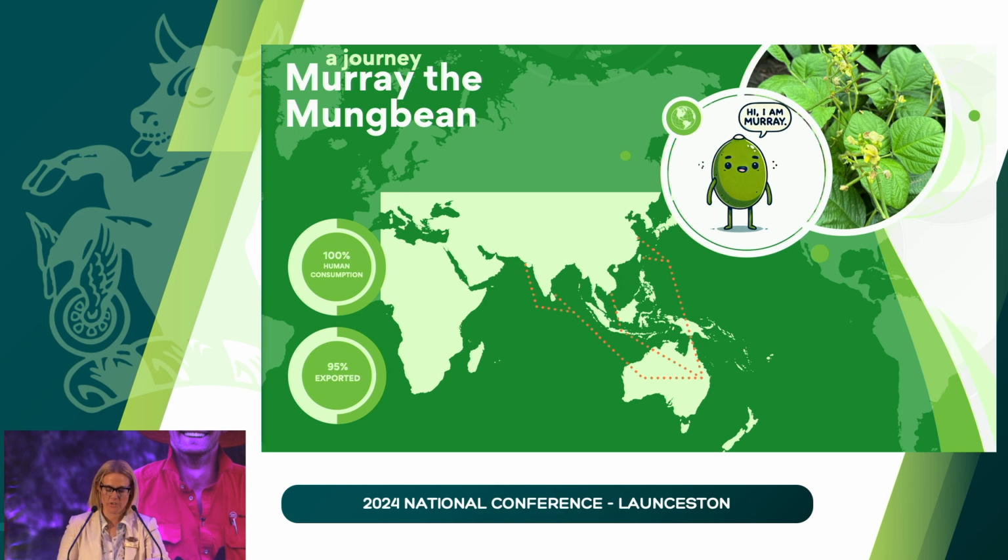As harvest approaches, Murray is almost ready to fulfil his destiny. However, before he can be harvested, there's a final push to ensure he's in top condition. The farmer uses chemical desiccants and other methods that align with MRL requirements, helping to ensure that Murray is in prime condition for the market.